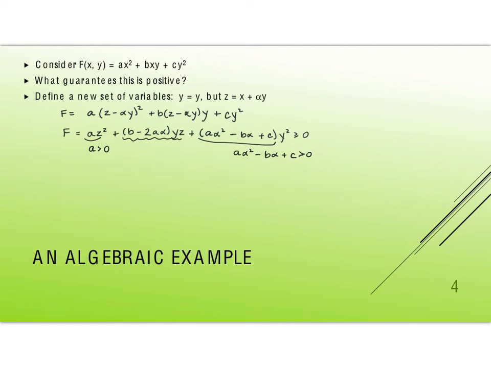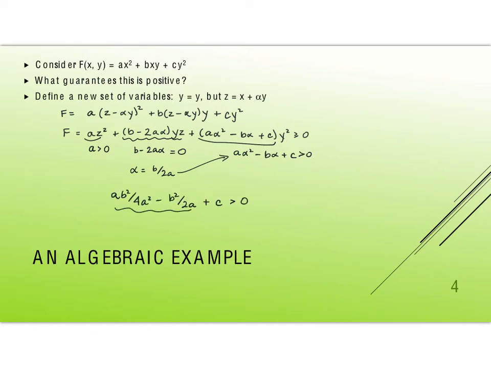I can't guarantee that maybe y is positive and z is negative. So therefore, the only way to guarantee that this will always be positive is to just make sure that this last piece, b minus 2a alpha, goes away, is exactly equal to 0. Based on this, I can say, therefore, that alpha will be b over 2a. If I substitute this in to the other expression, I end up with this.